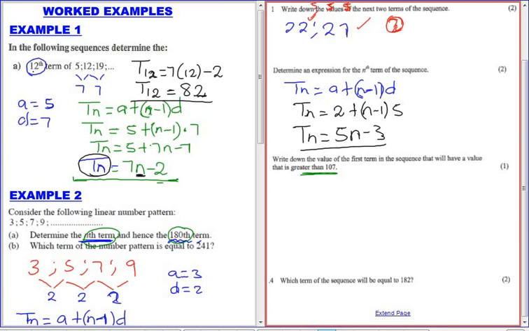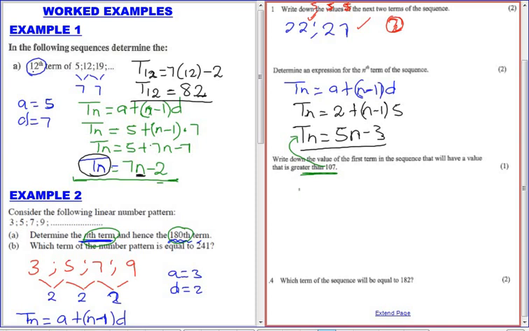The value of the first term that is greater than it. So we are saying in this number pattern, there are terms that are greater than 1.7. You want to know the first one that is greater than 1.7. So what one may think of doing here is to figure out if 1.7 is even part of the sequence or not.